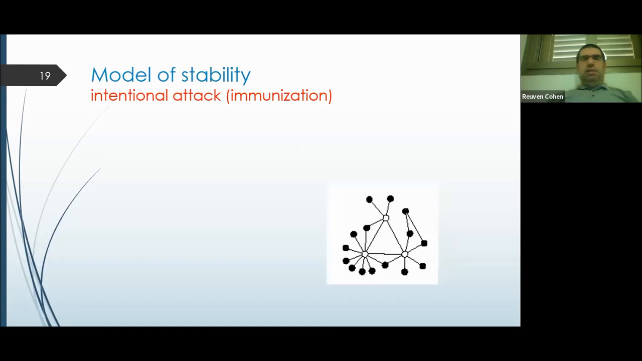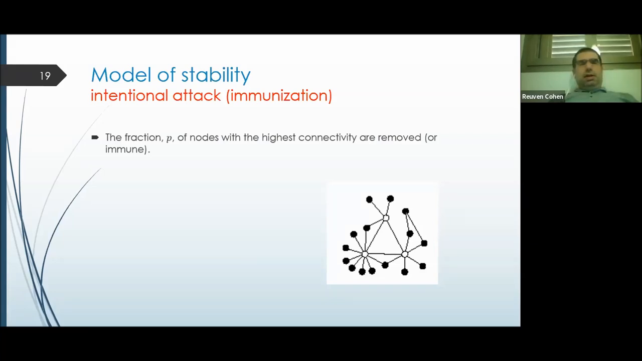And another model can be, okay, let's say we do not just randomly remove nodes, we just target the high degree nodes. This can be a model of intentional sabotage in an infrastructure network, and can also be a model for immunization, which is based on immunizing the most influential individuals, people that have a lot of interaction with other people. So in this case, let's say we remove a fraction of the nodes, but not randomly. Intentional attack is the case where we target the most influential nodes in the network and try to use that in order to break the network much faster.